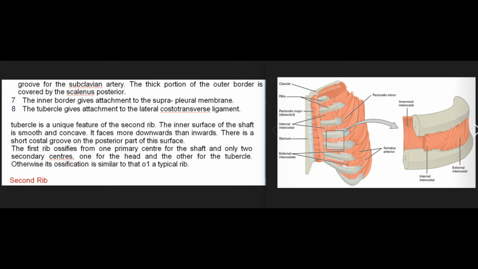The tubercle is a unique feature of the second rib. The inner surface of the shaft is smooth and concave. It faces more downwards than inwards. There is a short costal groove on the posterior part of this surface.